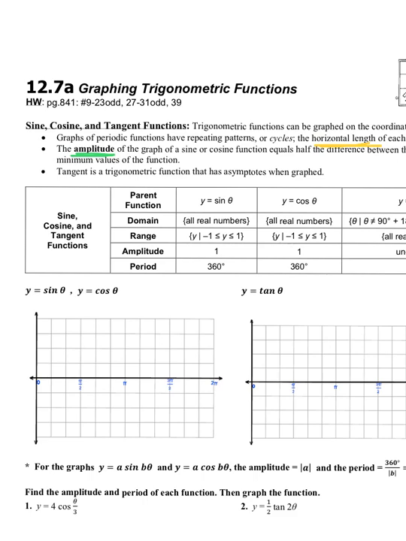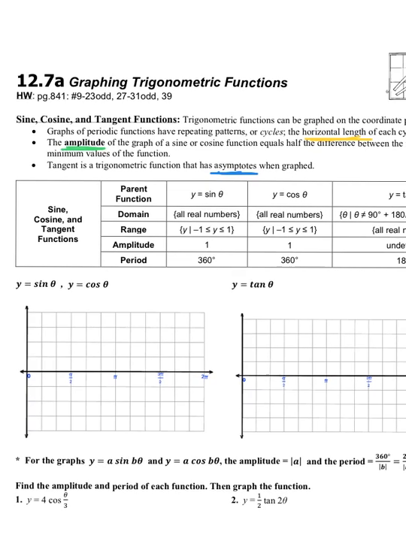Notice that they don't talk about tangent. Tangent actually doesn't have an amplitude. It goes vertically and goes up and down infinitely, so there is no actual value for the amplitude. Tangent's also special because it will have some asymptotes. Let's just start with the sine graph first.